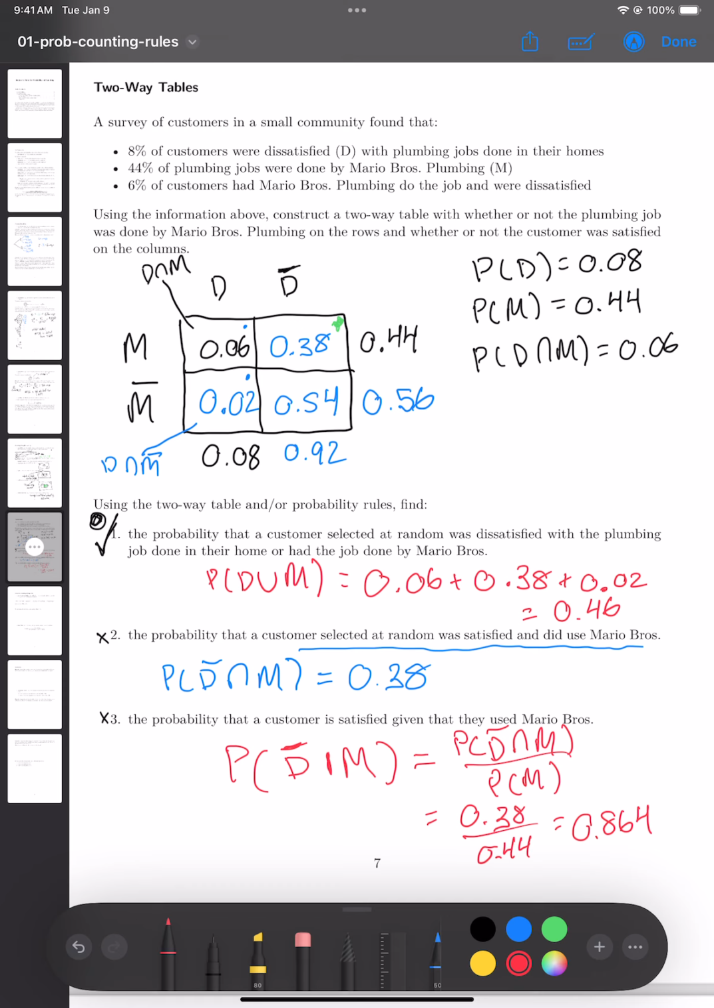So again, these two-way tables are a strategy that we will use from time to time because it helps simplify problems that would have you combine some of those basic probability rules.